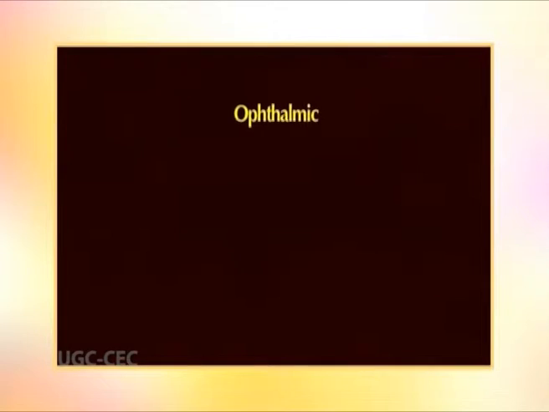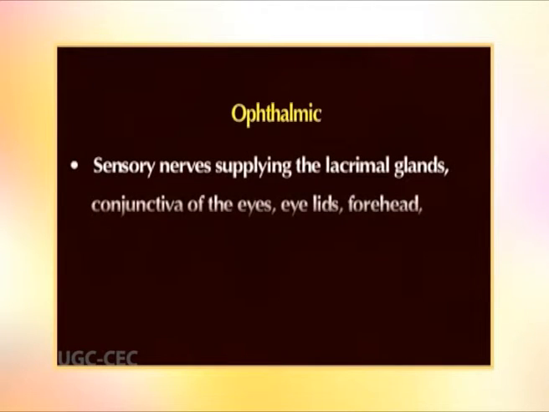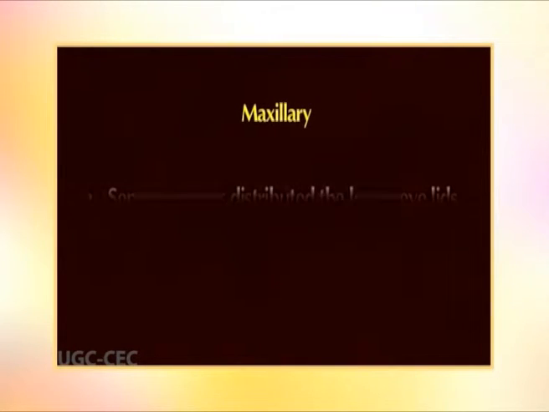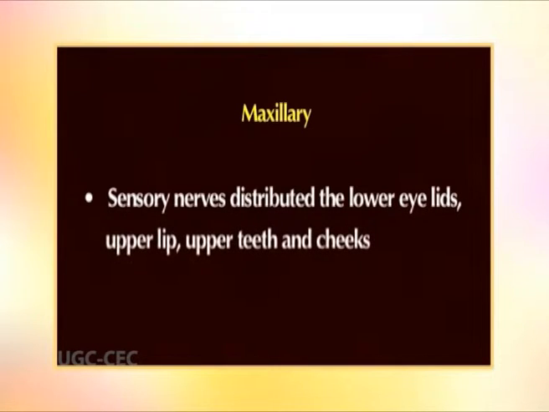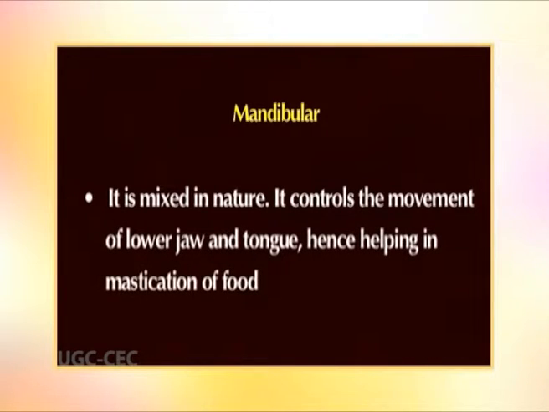The 3 branches are as under: Ophthalmic, which is a sensory nerve supplying the lacrimal glands, conjunctiva of the eyes, eyelids, forehead, anterior part of the scalp, and mucous membrane of the nose. Maxillary. These are the sensory nerves which are distributed to the lower eyelids, upper lip, upper teeth, and cheeks. Mandibular. It's mixed in nature. It controls the movement of the lower jaw and tongue, hence helping in mastication of food.